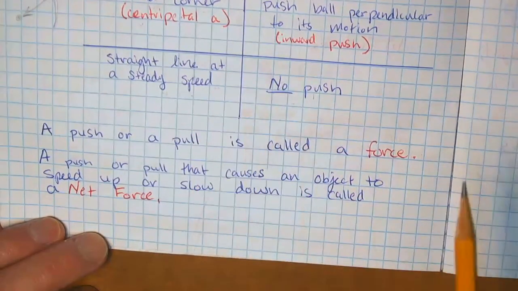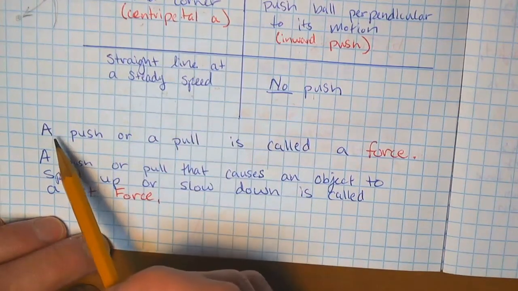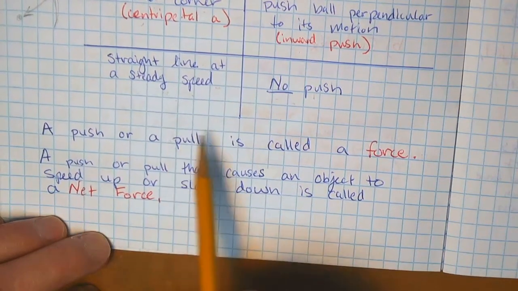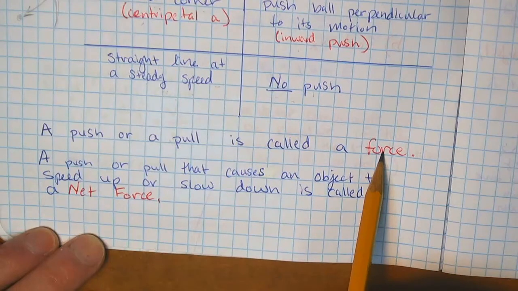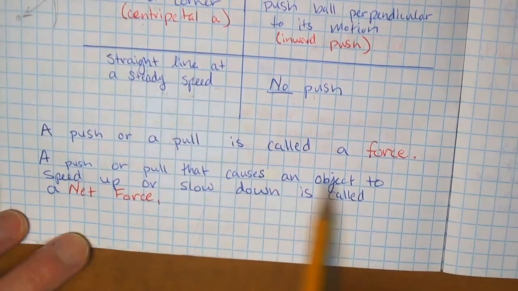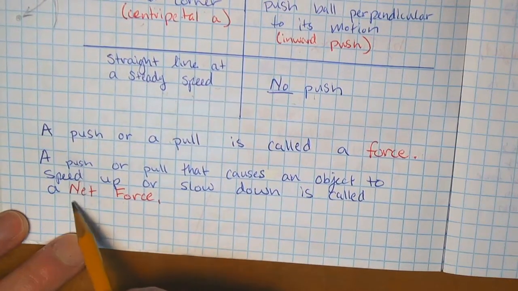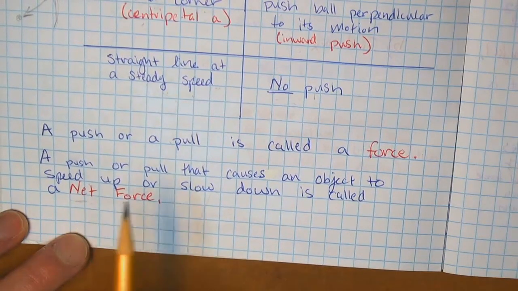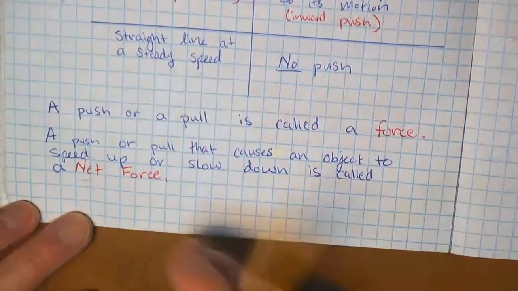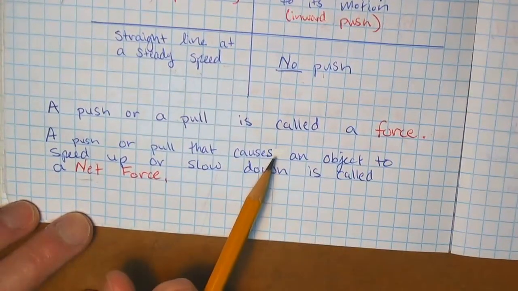And then lastly, we've covered this already, but a push or a pull is called a force, and a push or a pull that causes an object to speed up or slow down is called a net force. Again, the word net just means total. So those are two definitions for you.